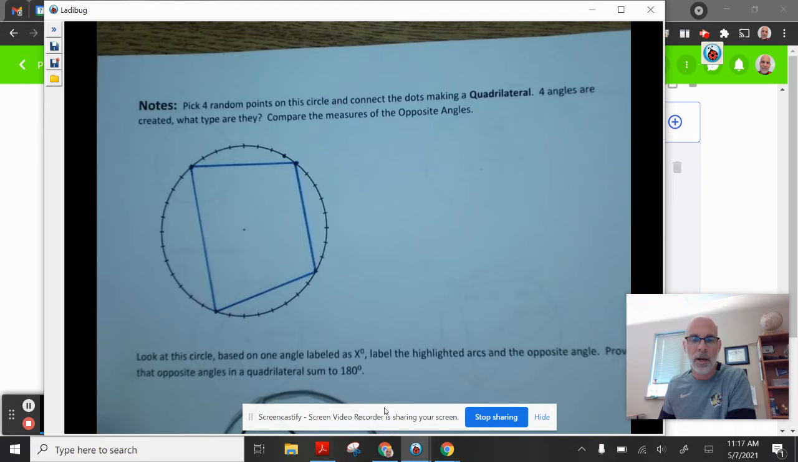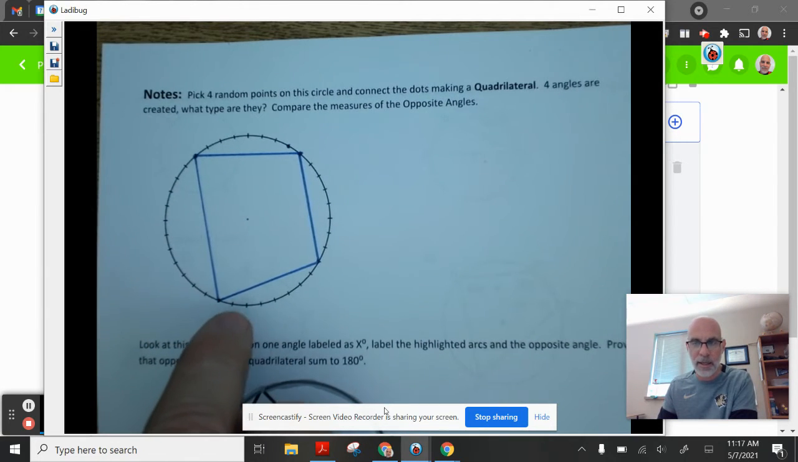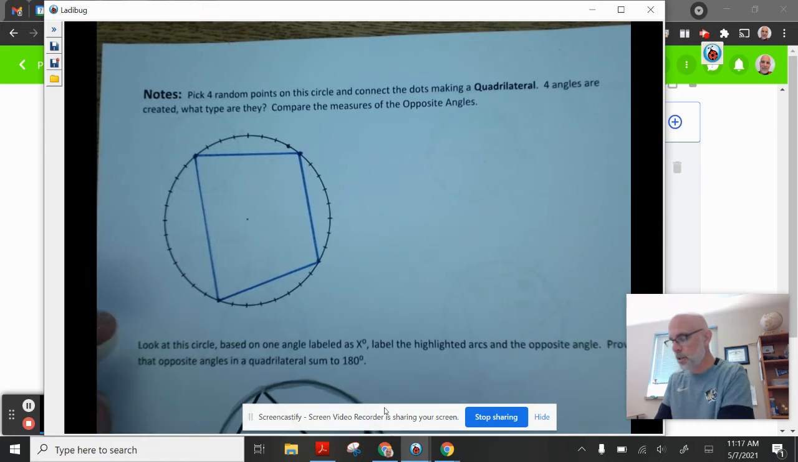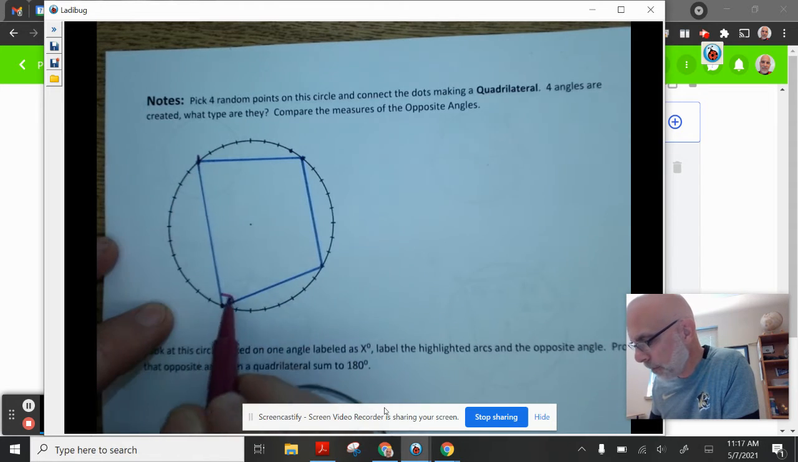Either way, when you put a quadrilateral on a circle, or you inscribe it in a circle, there's one special thing that happens, and that's what we're about to discover. So we're going to look at these inscribed angles. Remember, this inscribed angle right here still is inscribed. It opens up from here to here.